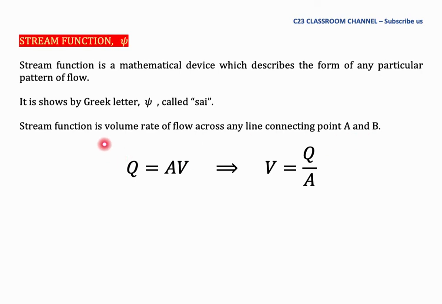So in this topic, you must know that stream function, or psi here, actually represents the volume flow rate. However, we will not use the term volume flow rate, we will use the term stream function, because it carries the same meaning. We could write that Q, the volume flow rate, is equal to A times V, where A is the cross-sectional area and V is the velocity. So we could rearrange this equation as V is equal to Q over A.